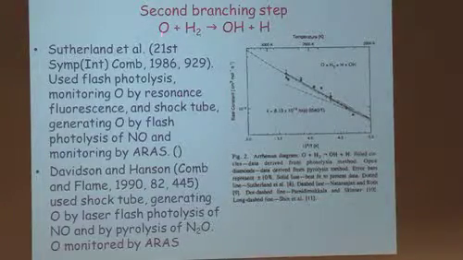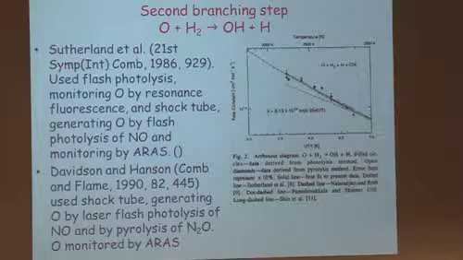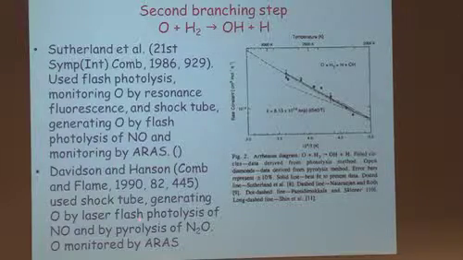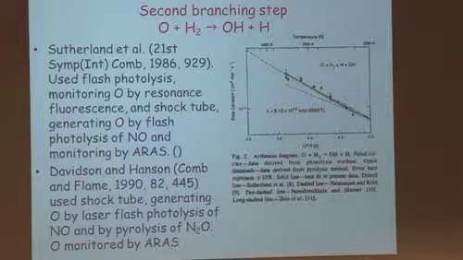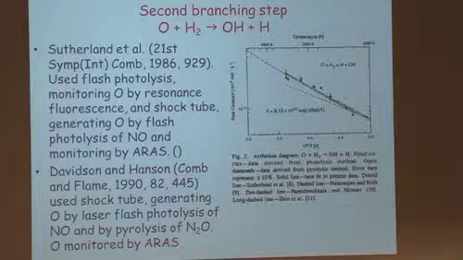Second branching step, O plus H2 going to OH plus H. So two shock tube measurements here, one by Sutherland et al. What they did was to use flash photolysis to generate and monitor O by resonance fluorescence at low temperatures. So they used flash photolysis at low temperatures and then shock tubes at higher temperatures. And they generated O in the shock tube using flash photolysis.